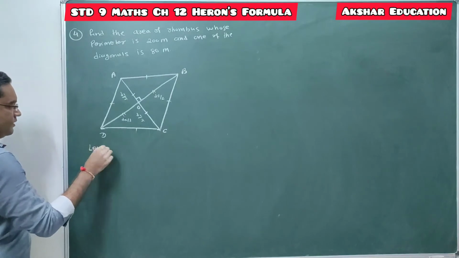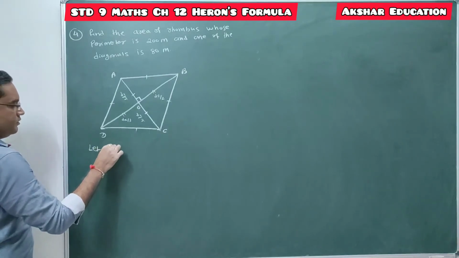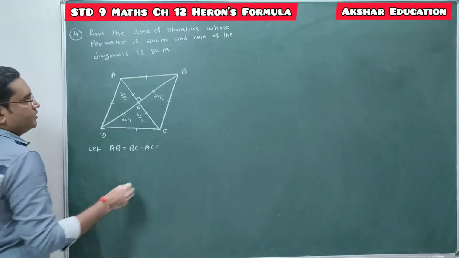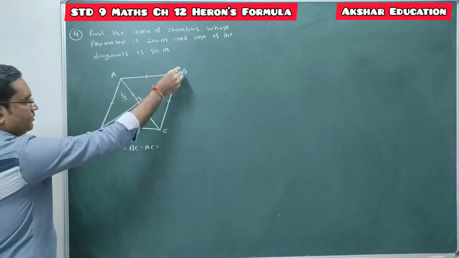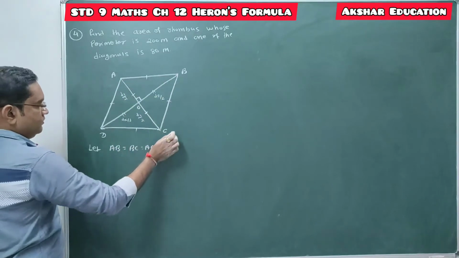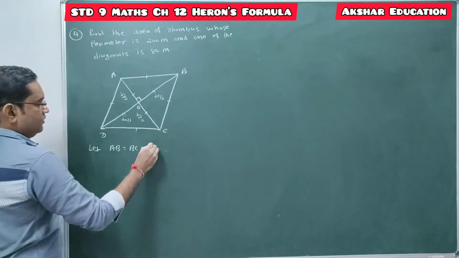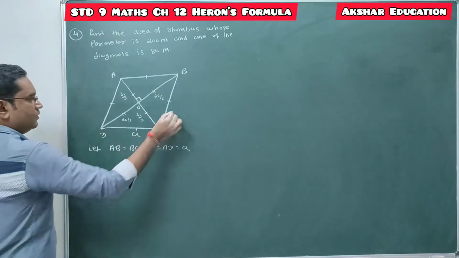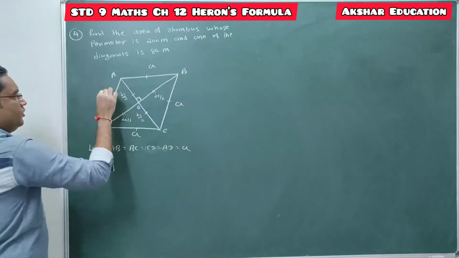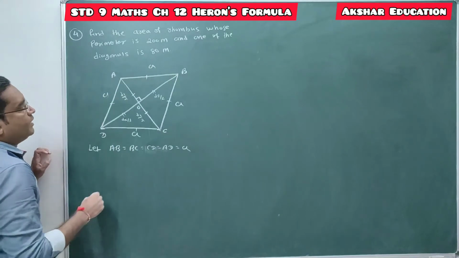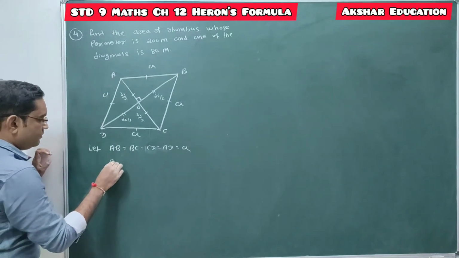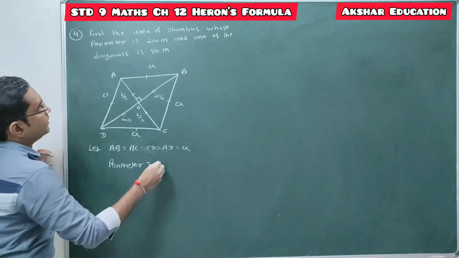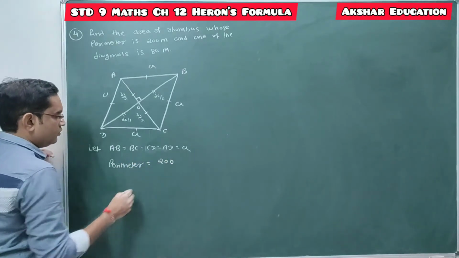So now let all four sides are equal. So let AB equal to BC equal to CD equal to AD equal to A. All four sides are equal and their measures are equal to A. So perimeter is given. So what is perimeter? Perimeter of rhombus is nothing but the sum of all the four sides. So perimeter of rhombus is 200.